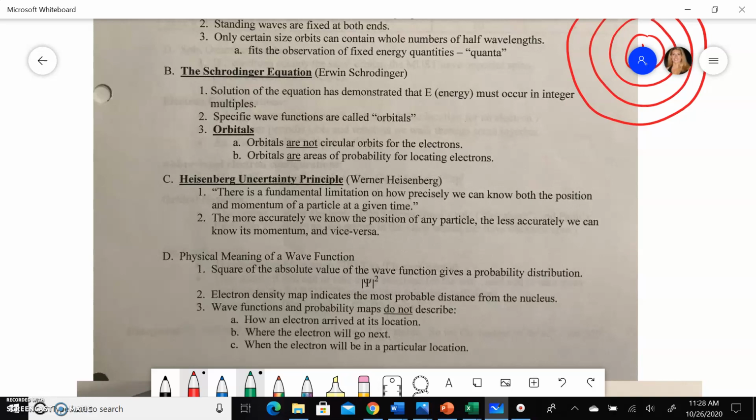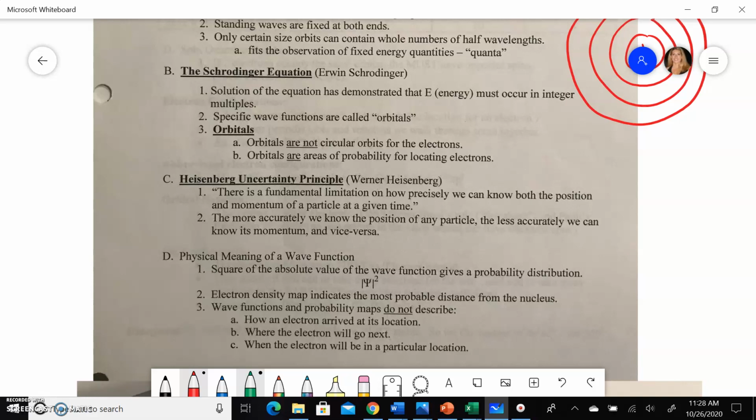This is the idea that we can plot the probability of where electrons exist, and we can shade it, and we get these clouds. We talk about these shaded regions as orbitals. So the next thing you need to be able to do is explain in your own words what the word orbital means. And first of all, notice that they are not circular orbits for the electrons.